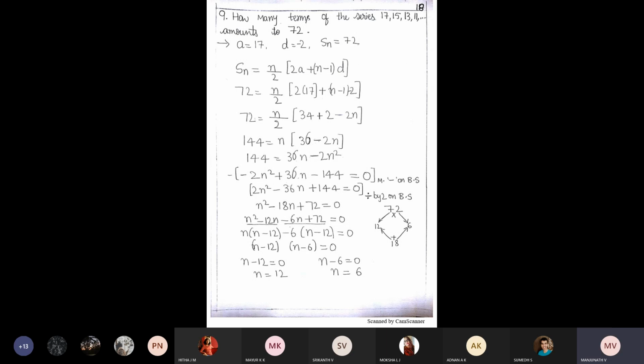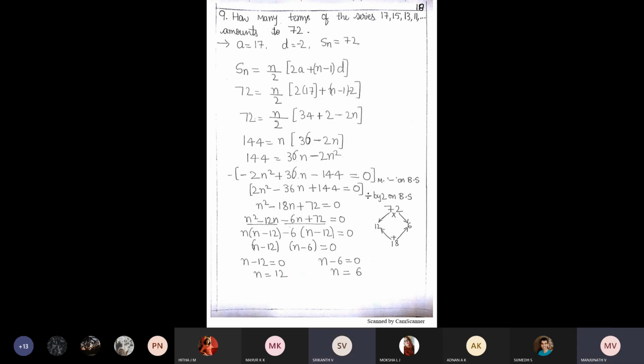Now look at this. 72 and 18, they are factorized. 12 into 6, if I multiply 12 and 6, I'll get plus 72. And if I take minus 12 and minus 6 and multiply, I'll get plus 72. One small correction: minus 12 and minus 6 multiply to plus 72, and if I add minus 12 and minus 6, you'll get minus 18.